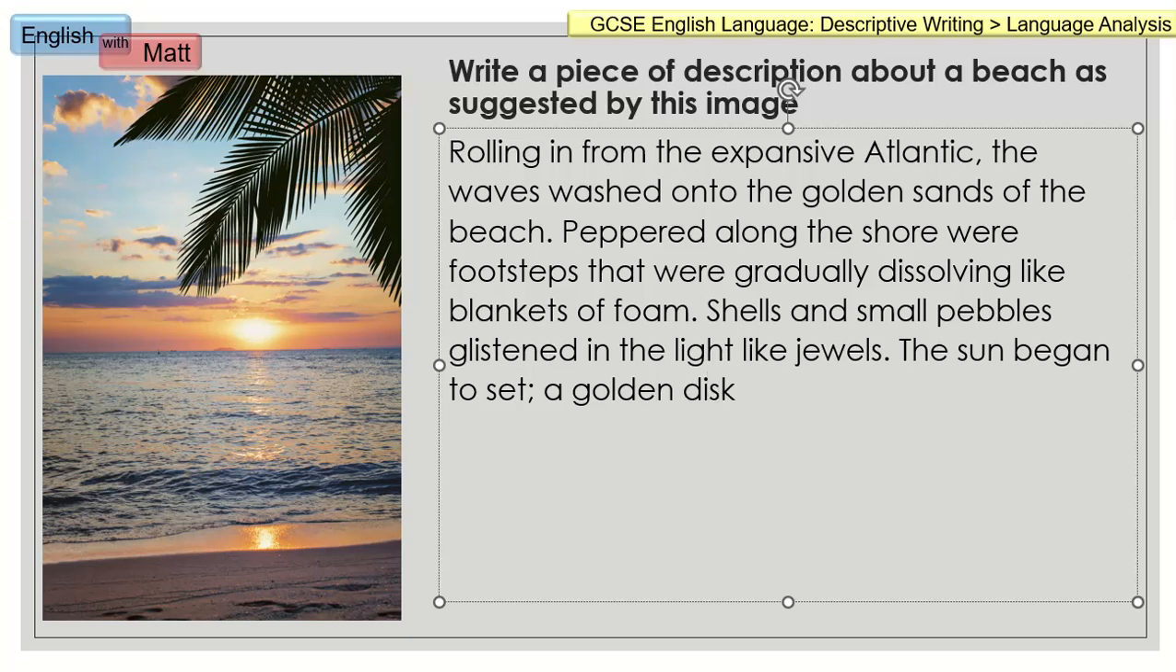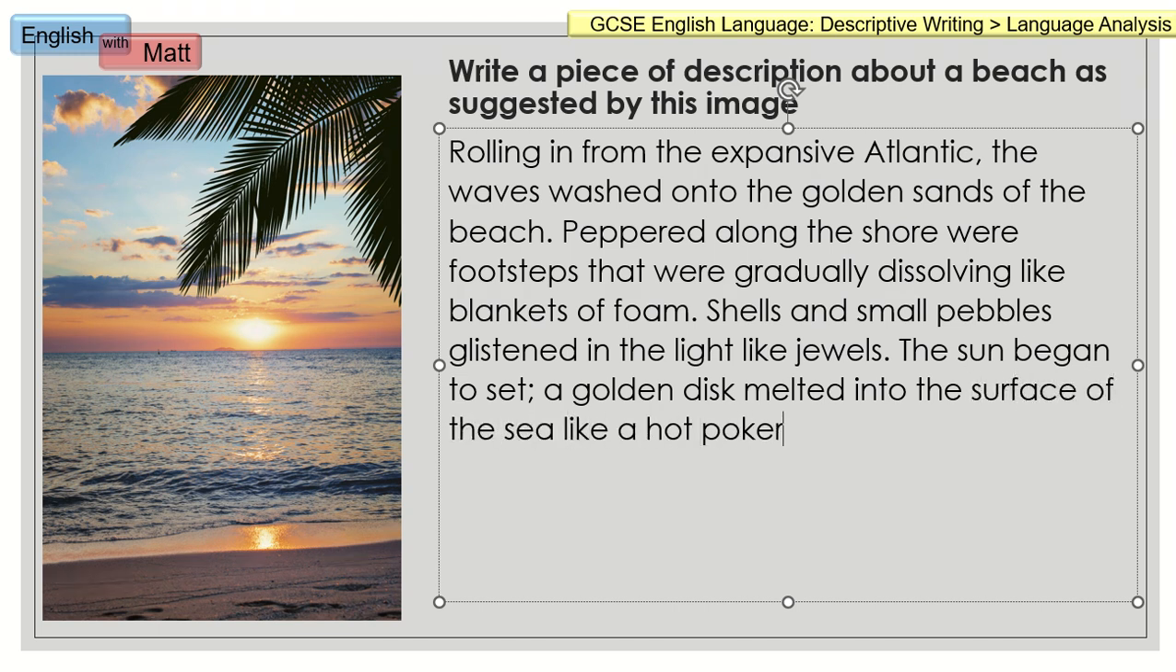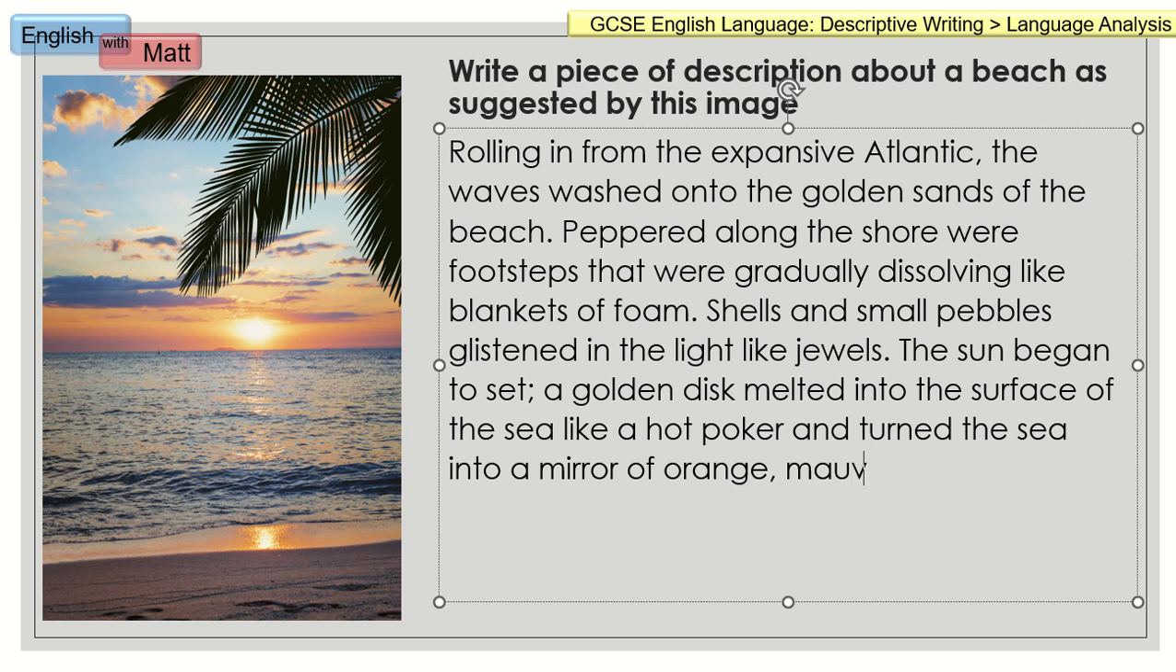A golden disc melted into the surface of the sea like a hot poker and turned the sea into a mirror. Let's think of different colours of orange, mauve, and green.